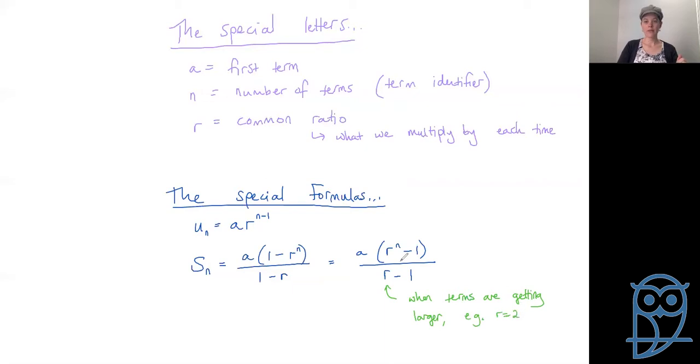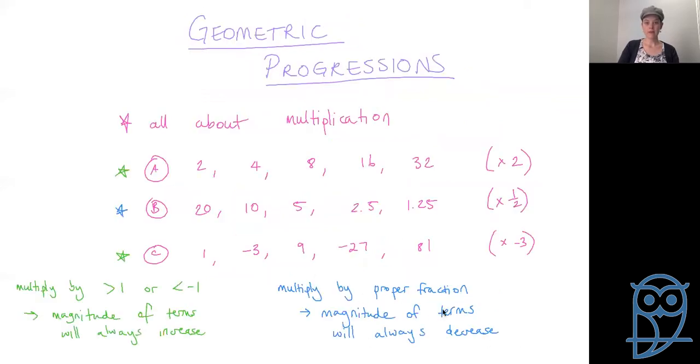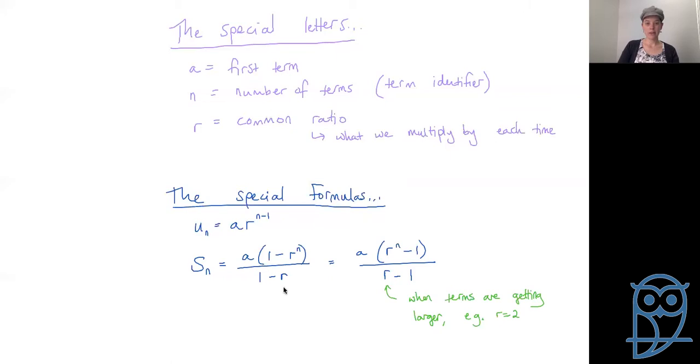So if you think about it, you would have 2 minus 1 on the bottom. So you have a nice big number. Okay? The other one we would normally use when r is a fraction. So multiplying by a proper fraction. And our terms are getting smaller. So if we had a half, if we had 5 ninths, if we had 2 sevenths, this is the formula that we would use. Because then again, we keep it positive.